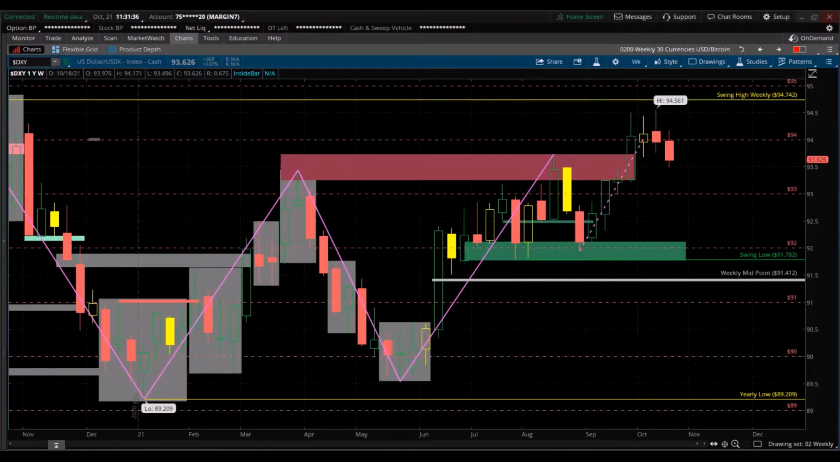Tuesday, October 21st, 11:31 a.m. New York time. Discussing currencies. The time frame we'll be looking at is where the candles are weekly. Since it's Thursday, the current candle is not completed yet till after the currency markets close tomorrow.